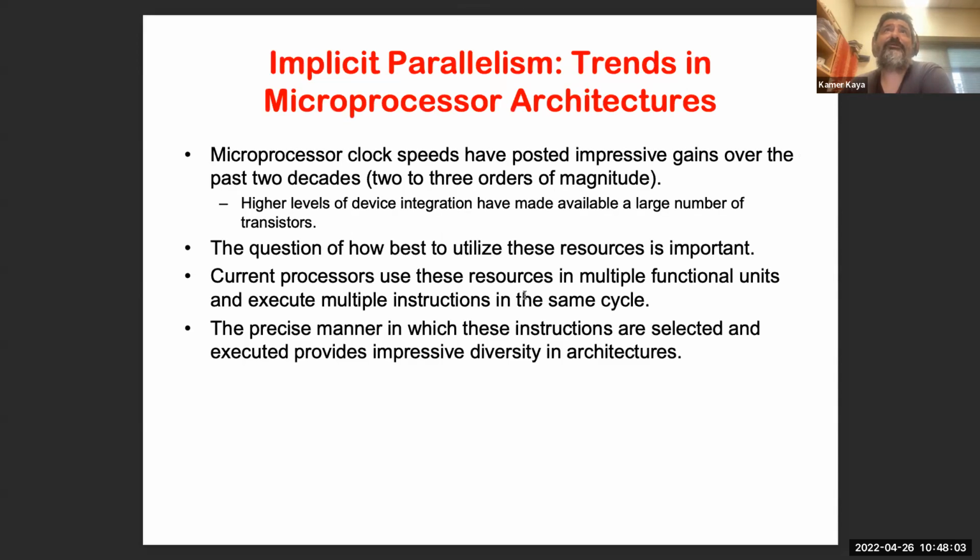Okay, so microprocessor clock speeds have posted impressive gains over the past 2 decades, 2 to 3 orders of magnitude. We want to utilize them and have the highest performance that we can have. So current processors have multiple functional units and can execute multiple instructions in the same cycle. So even in a single core, in fact, you have parallelism. Maybe you are not aware of that, but you can have parallelism either by not doing anything or by using special instructions that are there to process multiple data items at once, maybe integer pairs at once, let's say.